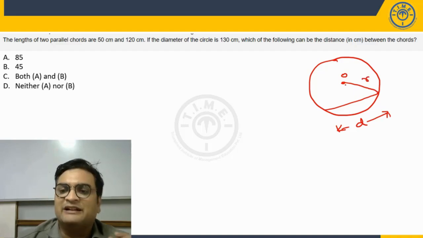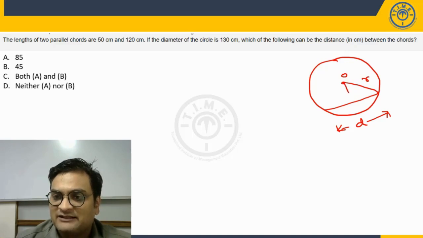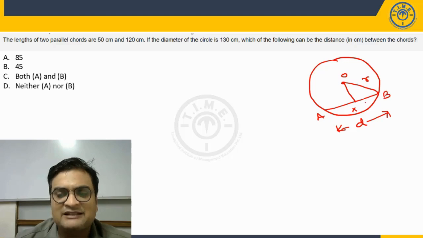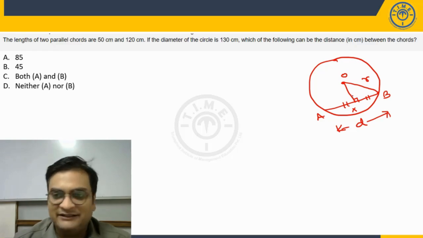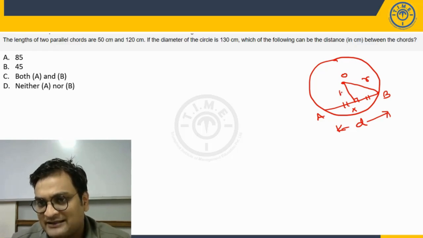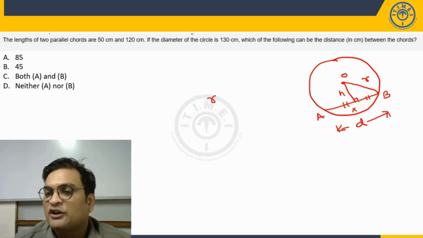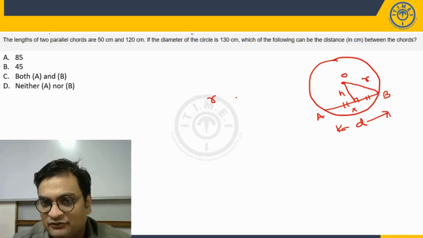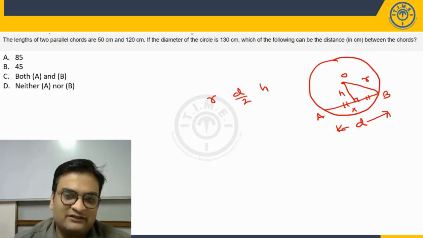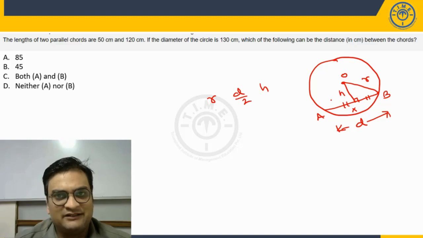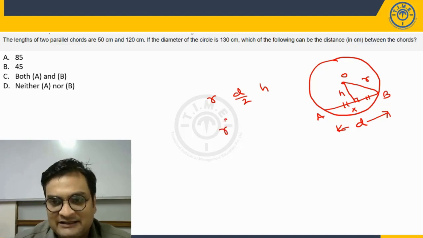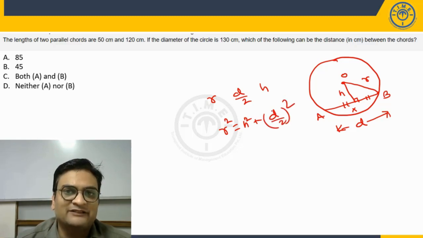Now there's a property that if you drop a perpendicular from the center onto the chord, it bisects the chord. So that means this chord AB will be bisected if you drop a perpendicular. Also one more thing, if you say that this OX is some height h, now can I say this r, half the length of the chord, d by 2, and h are connected by the Pythagoras theorem, because r square will be equal to h square plus d by 2 the whole square, half the length of the chord square.